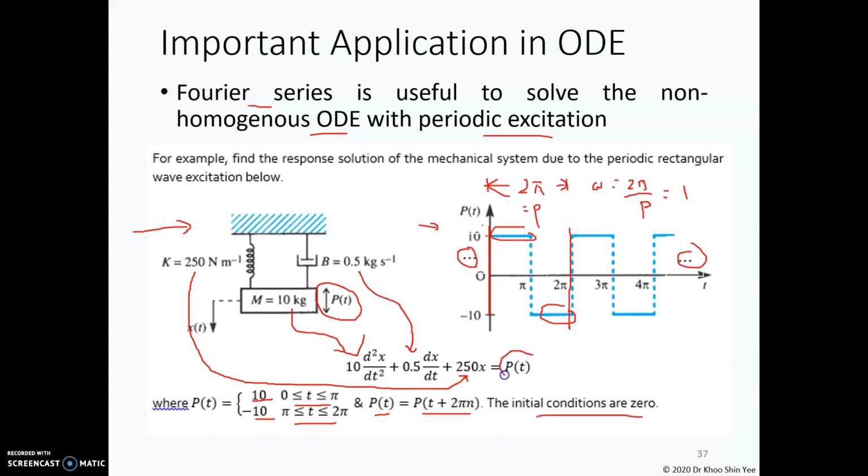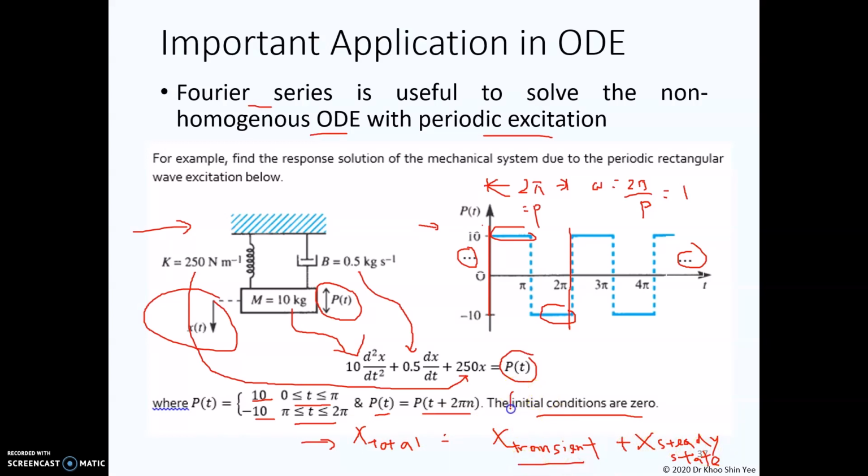So you have non-zero right hand side, which is your excitation force, and the vibration due to this force can be computed by this formula. The total vibration is equal to the transient solution plus the steady state solution. The transient solution is caused by the initial condition. Since initial conditions are zero, therefore the transient solution will be equal to zero as well. And the steady state vibration here is totally due to the non-zero force here.